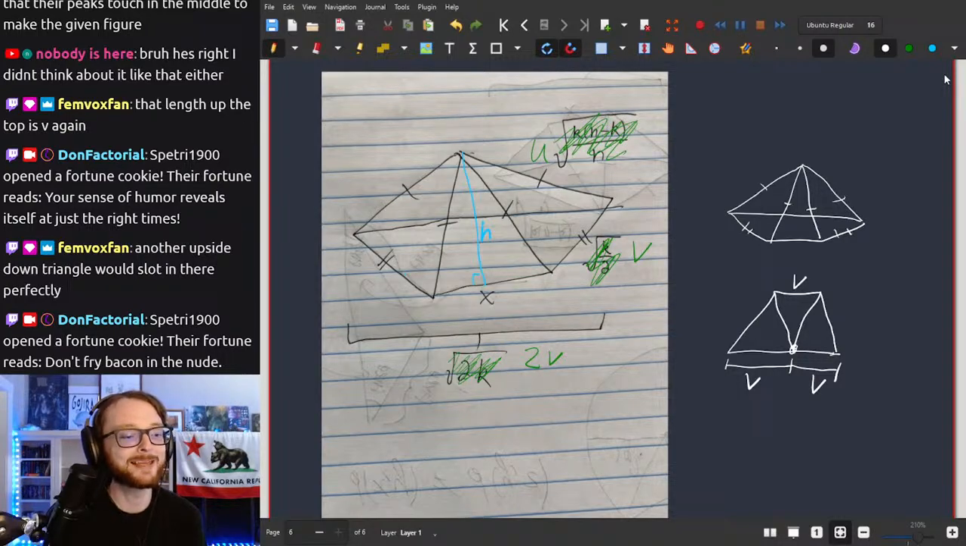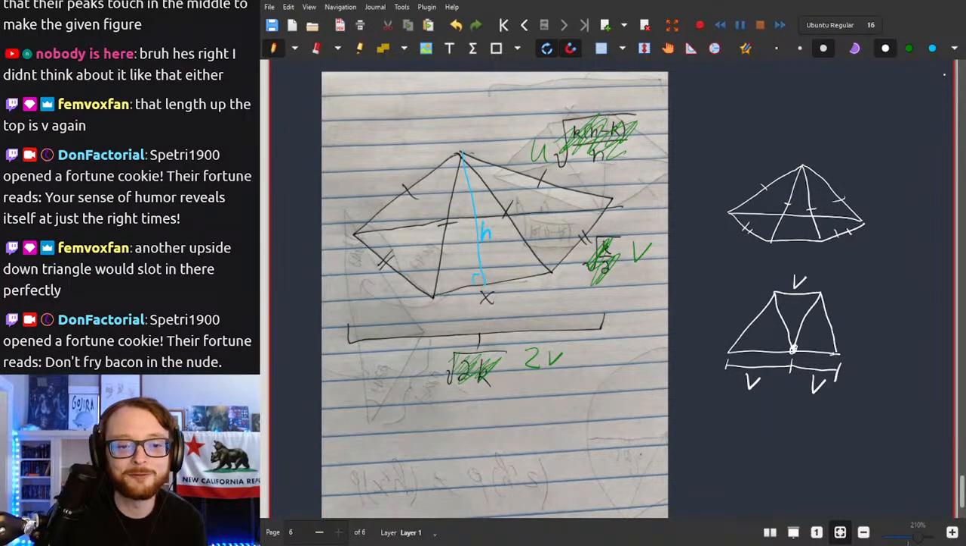Don't fry bacon in the nude. That's a very practical fortune. No metaphors there. Maybe that's also a metaphor for something.